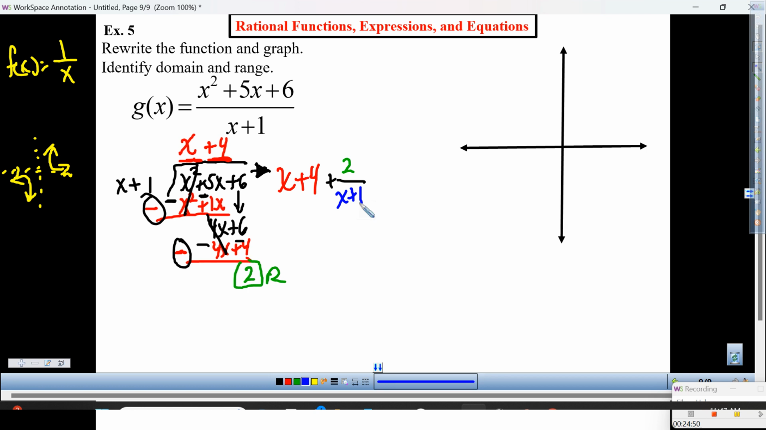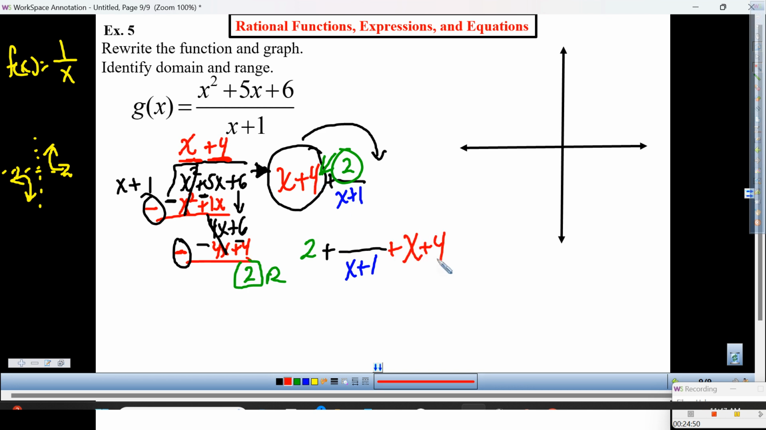Yes. Okay. However, we're not done. We need to rewrite this. Where does this go now? To the back. Where does the 2 go, though? In the front. So that means I end up with 2 over x plus 1 in the denominator, and then plus x plus 4, and we put a 1 on the numerator, g of x.